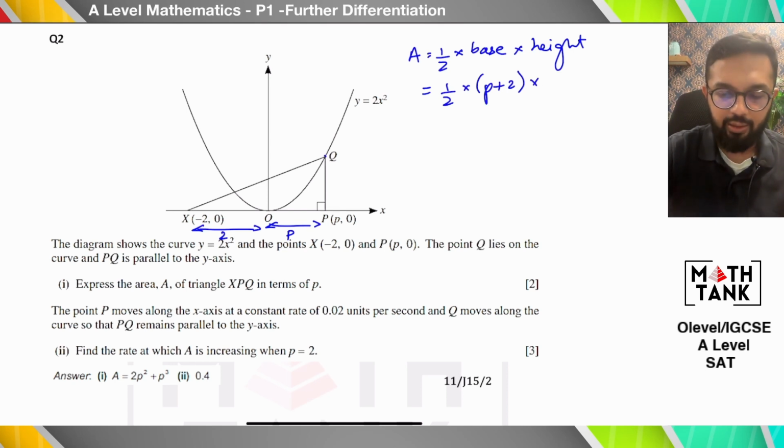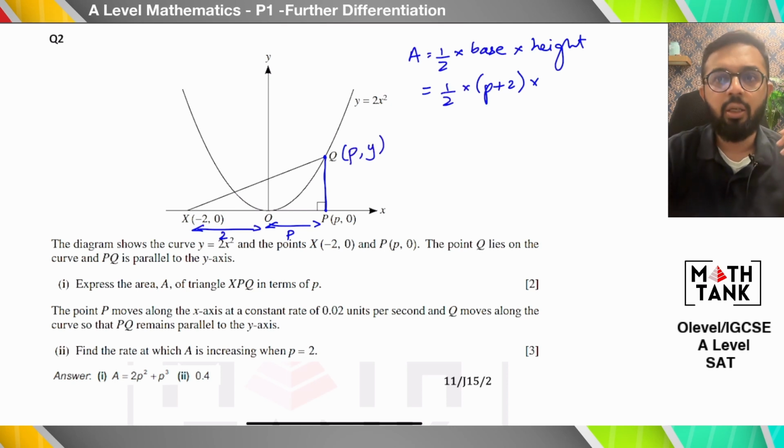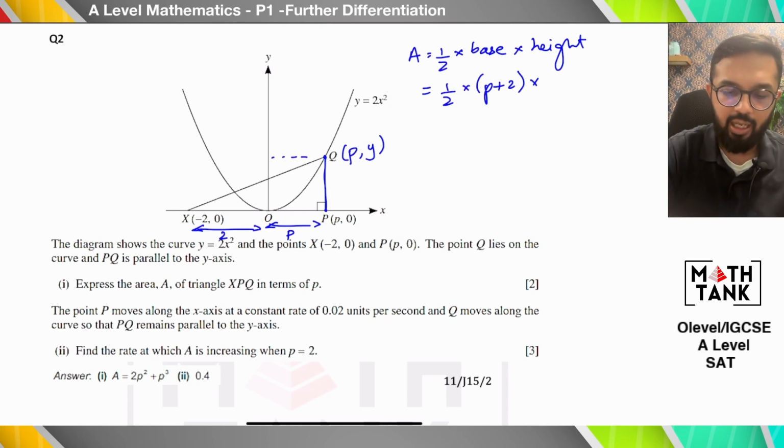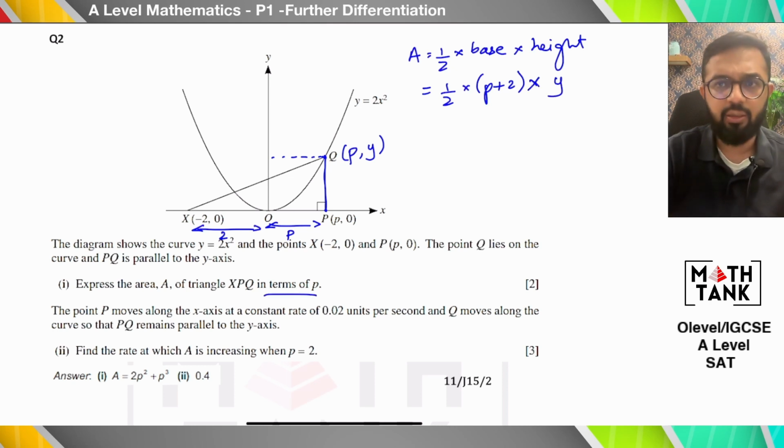And then the height. Now, this is an interesting part. The point Q lies on the curve, and PQ is vertical. So can I say that the x coordinate of Q will be the same as P? So it's going to be P comma something. I don't know, P comma Y, let's call that. So I am going to say that the height of this triangle is basically Y. But I don't need the area in terms of Y, I need the area in terms of P.